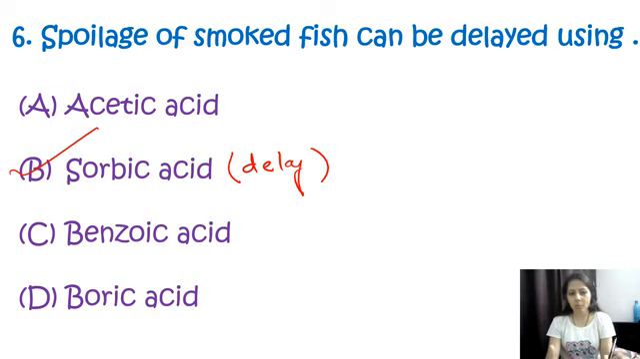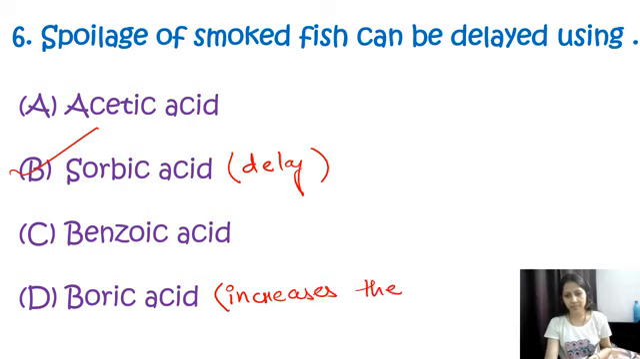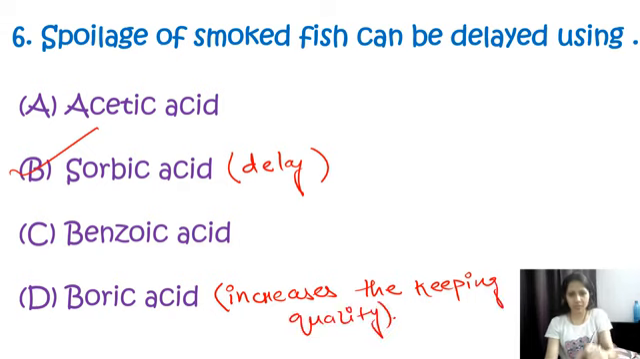Whereas boric acid actually increases the keeping quality of the food product. So over here the spoilage of smoked fish can be delayed using option B, that is sorbic acid. It's the correct option.